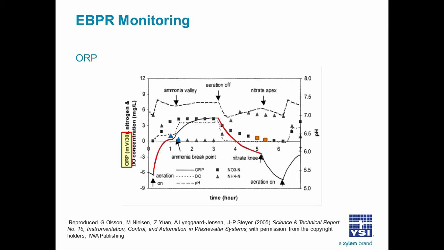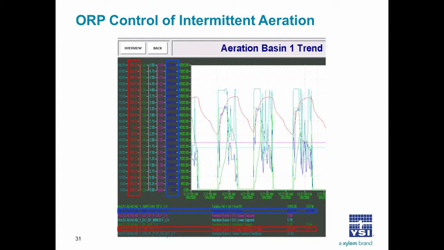Taking a look at a chart from ORP control of intermittent aeration, this again is another busy chart, but again I'll help step you through it. The two parameters I want you to keep an eye on are the red line, which is the ORP, and the blue line, which is the airflow. We see that the blue line, the airflow, goes to zero, and the red line decreases as it did in the previous chart until it hits the nitrate knee. That nitrate knee triggers a timer which allows a suitable amount of time for phosphate release. When the air turns back on again, the ORP increases and the cycle repeats itself over and over again.